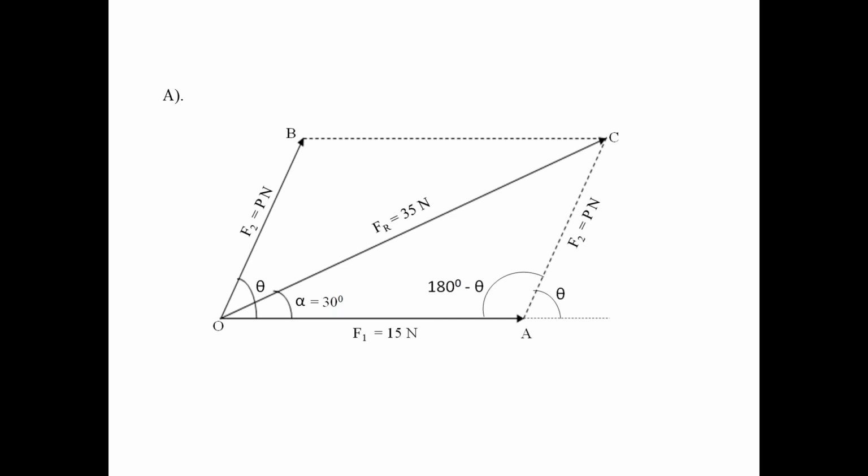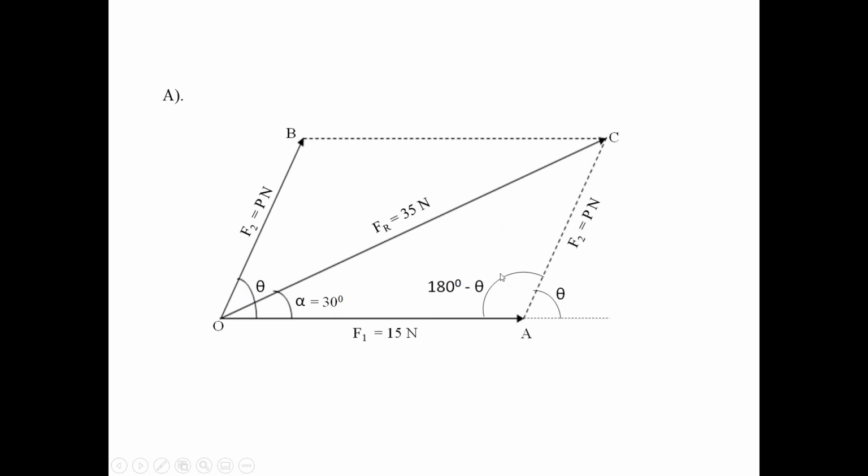In that parallelogram, we have the triangle OAC. We apply the cosine rule on the triangle. From that cosine rule, we calculate the magnitude of the force F2, P Newton. Then in the problem, we are also asked to find out this angle theta. Theta is the angle between the forces F1, F2.